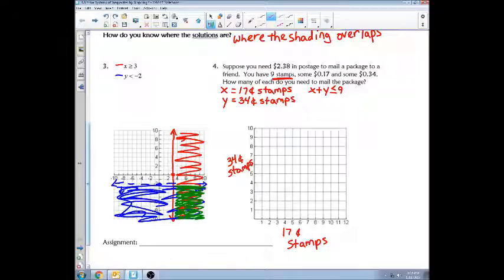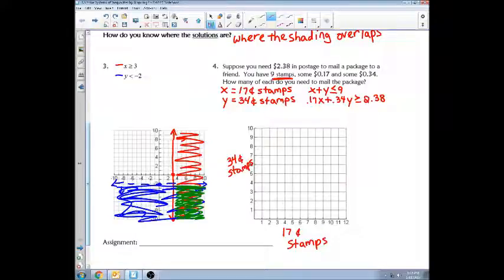So what we're going to do here is I'm going to take the price of our X stamps, which is 17 cents, plus the price of our Y stamps, which is 34 cents. That needs to be greater than or equal to $2.38. The reason for that is, again, it takes at least $2.38 in order to get the package to our friend.